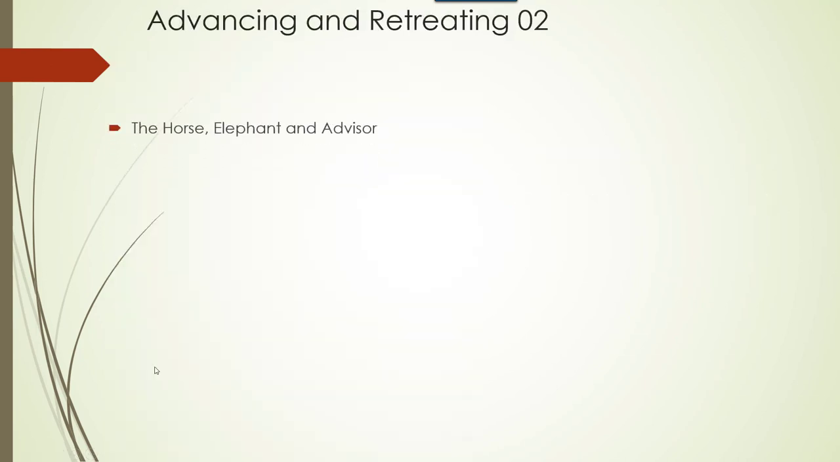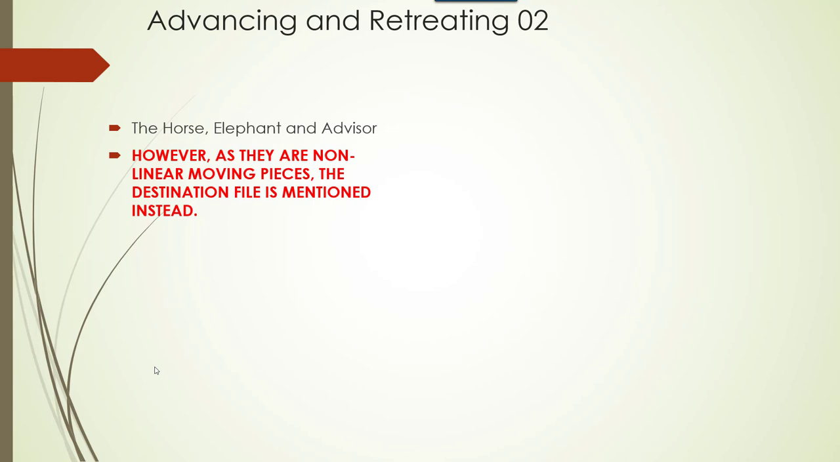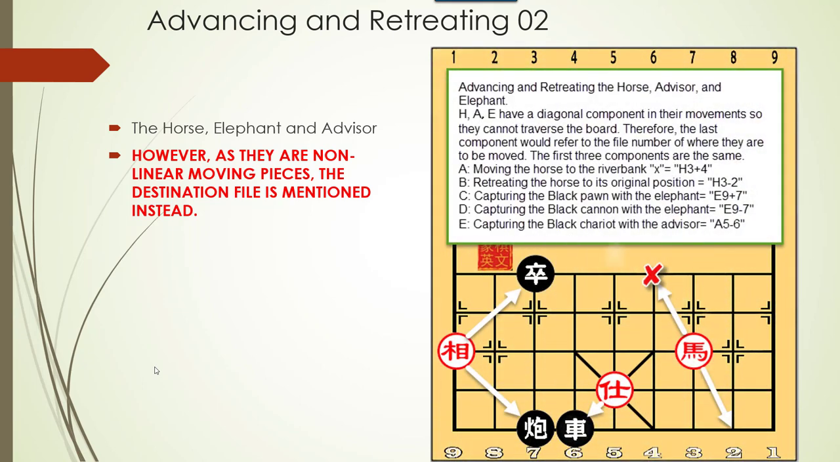For pieces that do not move linearly, like the horse, elephant, and advisor, the notation will be a little bit different. Instead of the number of intersections where they are moved in front or backwards, the destination file is used instead. So, for example, in this example, moving the horse to the riverbank, say to the intersection marked with X, would be H3+4, where the final component will refer to the destination file of the horse. Retreating the horse would be H3-2 or H3-4.